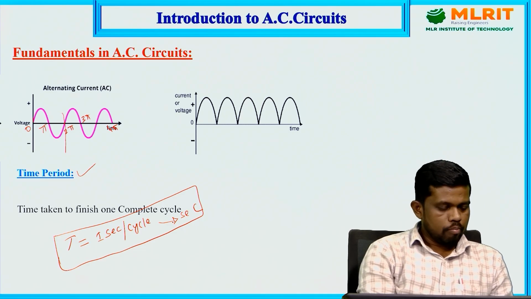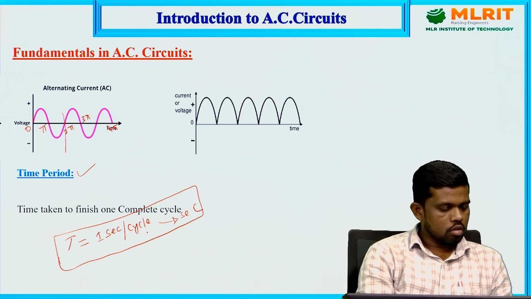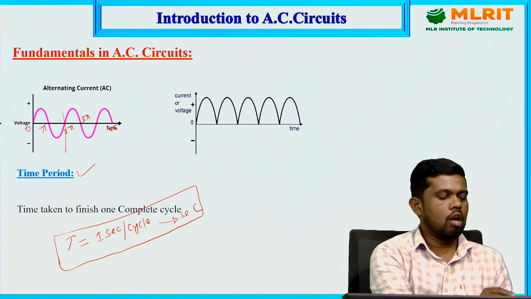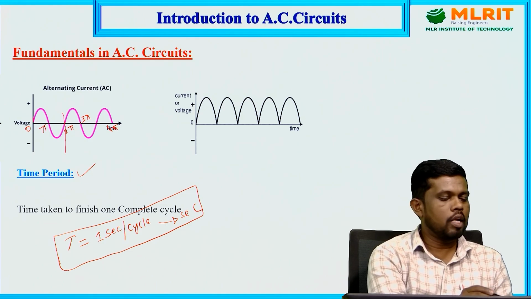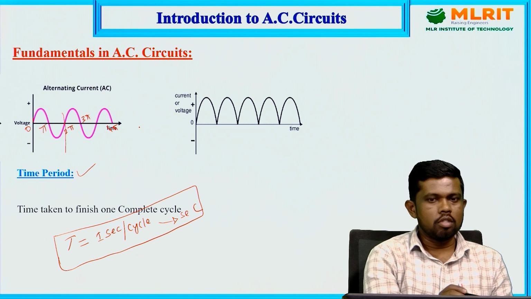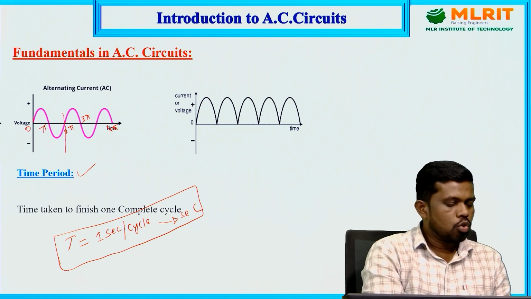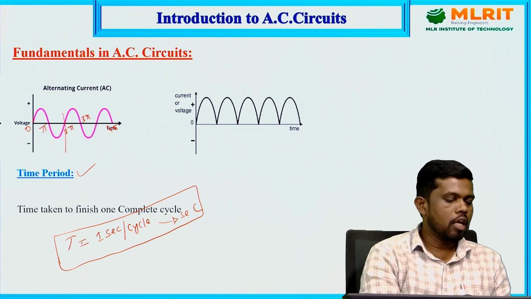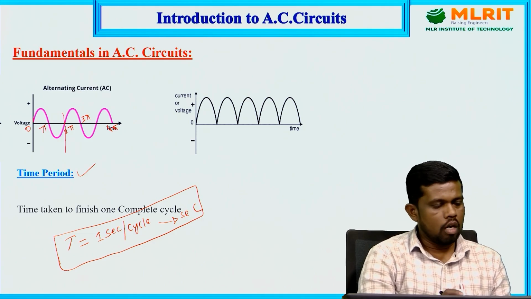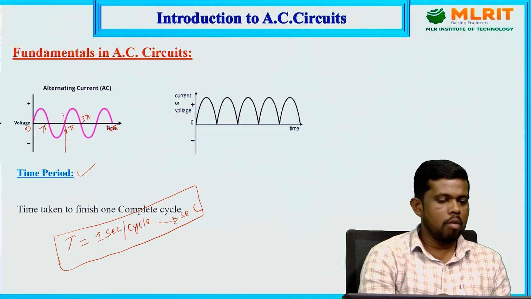We can also say seconds per cycle, or the time taken to finish one complete cycle, or the minimum value of time which separates the repeated waveform. That is the time period of the signal. It is always represented by capital T and measured in seconds only. This is regarding time period, and we also need to go through one more fundamental.